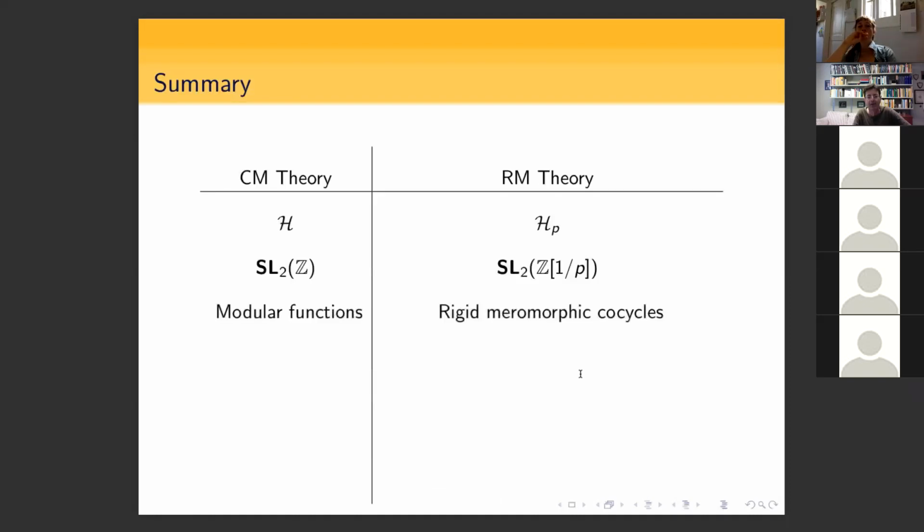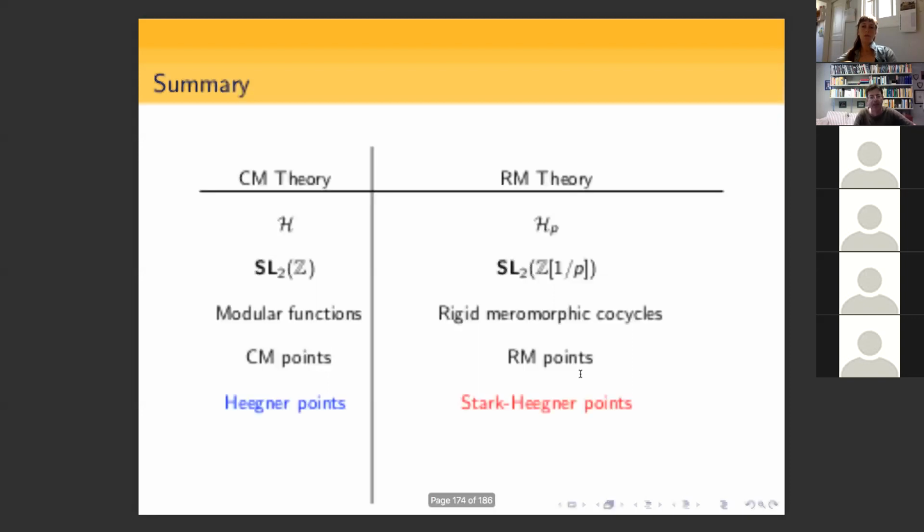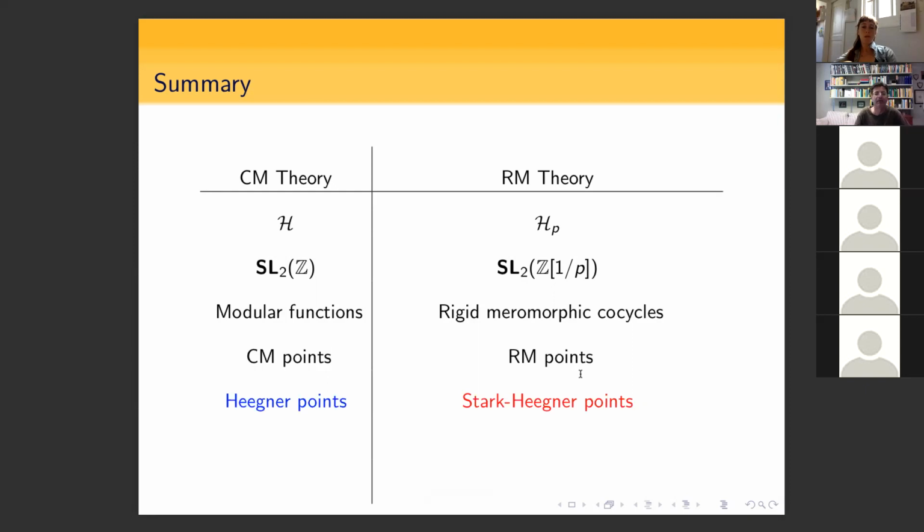And then the claim I've been trying to defend and support is that one should replace modular functions by rigid analytic or meromorphic cocycles. And of course, CM points, the natural counterpart in this theory, are simply the RM points on the p-adic upper half plane. And this leads us, when we evaluate the rigid analytic cocycles at RM points, modulo powers of a Tate period, to get Stark-Heegner points, which are the counterpart of the classical Heegner points.